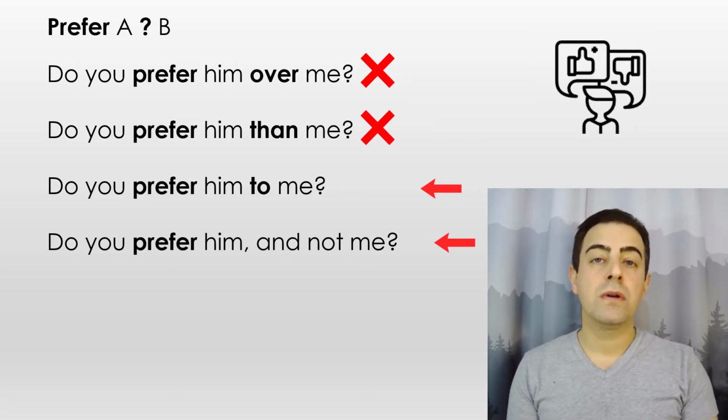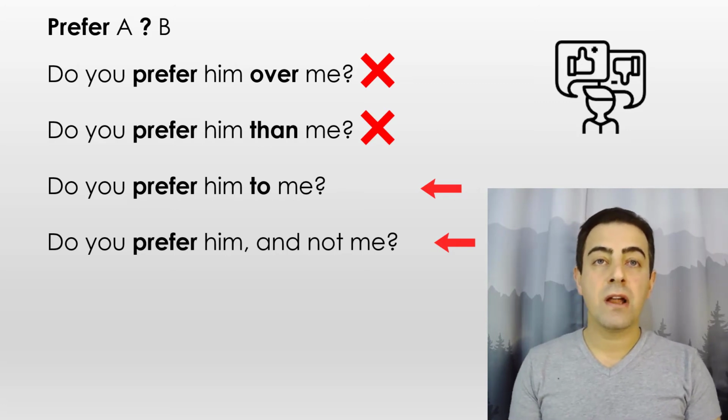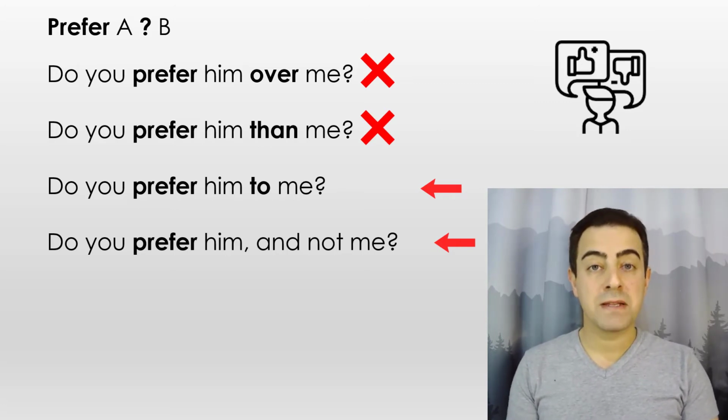And what about the second one? This is also incorrect because we use than with like something or someone better. And than is used with a comparative form of adjective, not here. If I say, do you like him better than me? It's right, but not with prefer.